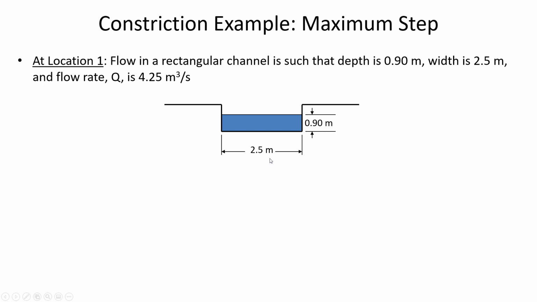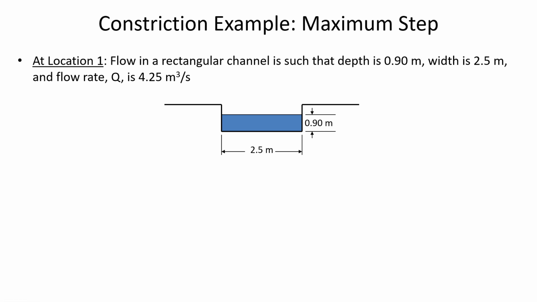Okay, so let's go through an example calculation where we calculate the maximum step height that could be tolerated. Here's the scenario. We have a rectangular channel, and upstream we know that the depth is 0.9 meters and the width of the channel is 2.5 meters. Water's flowing downhill, and here at location 1, Y1 is 0.9 meters. That's our flow depth, and the flow rate is 4.25 cubic meters per second.